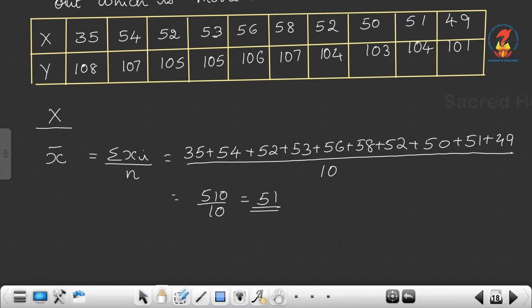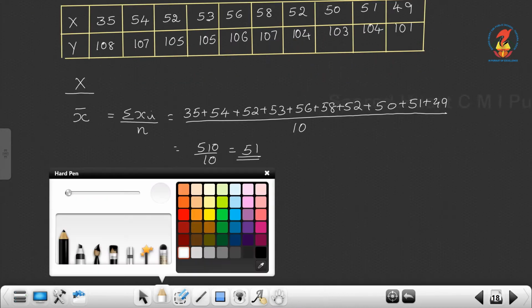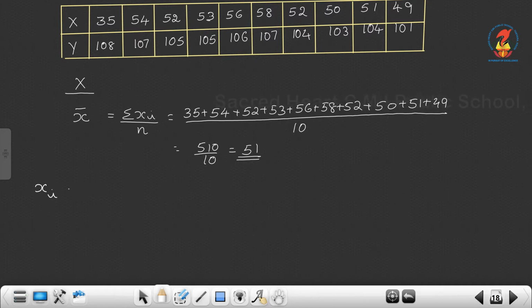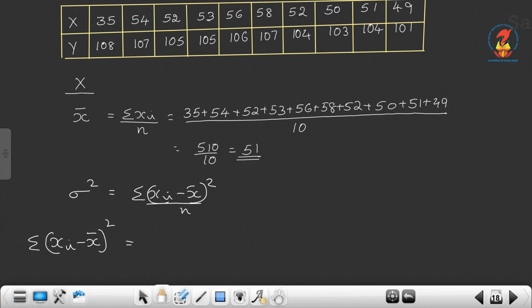Now we have to find sigma. For that, find the differences, then calculate. The formula for ungrouped data is sigma square equals sigma of xi minus x bar whole square by n. Either you can draw a table, find xi minus x bar, then its square, and then add. The first one is 35 minus 51, which is 16, so 16 square, plus the next, 54 and 51, that is 3 square, then 51 and 52, it is 1 square.